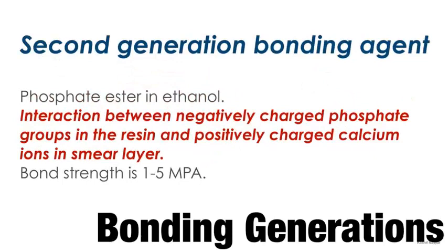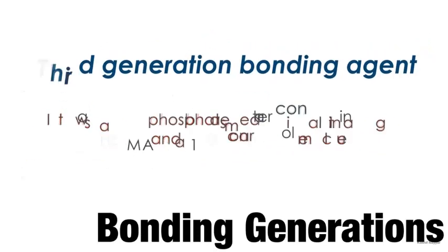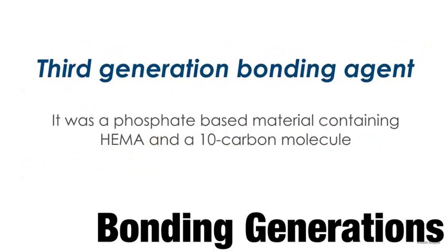The second generation was the phosphate ester in the ethanol. Okay, the ethanol was used as the vehicle, so the phosphate esters were chemically bonding with the negatively charged phosphate group in the resin and positively charged calcium ions in the smear layer. But unfortunately, since the bonding was occurring between the smear layer, which is quite weakly attached to the tooth surface, and we know that this smear layer was being produced during the preparation of the tooth surface, the bonding strength, because it is totally relying on the smear layer, is no more than 1 to 5 megapascals.